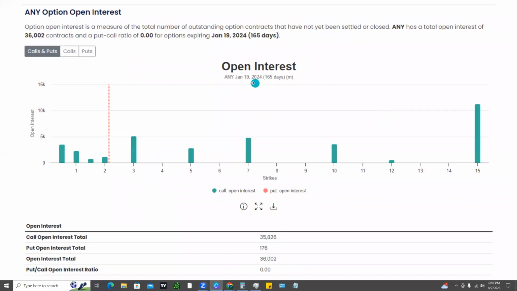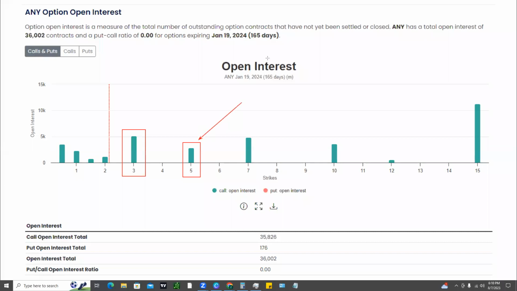But if we go farther into the future, you can see January 19th, 2024, we see yet another large concentration at this $3 strike price. But we also see a large amount here at $5, and there's a particular reason why I think there's so much at $5 specifically. You can also see $7, $10, and then the largest amount of open interest is right here at the $15 strike price. That's very, very interesting.